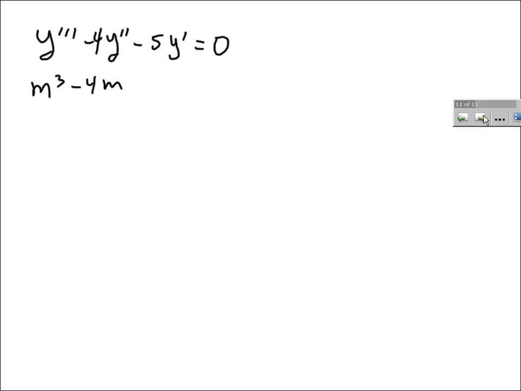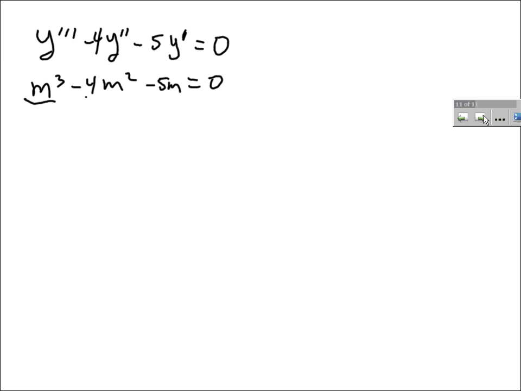Let's try another one. Suppose you have y triple prime minus 4y double prime minus 5y prime is 0. So you get m cubed minus 4m squared minus 5m equals 0. Since there's a 1, this is a cubic. And since this is the first derivative, I should have m. Now, yeah, it is a 1 in front, so let's not worry about it yet.